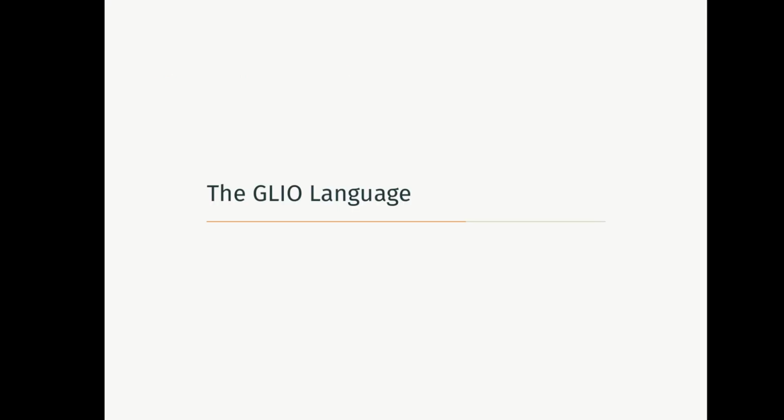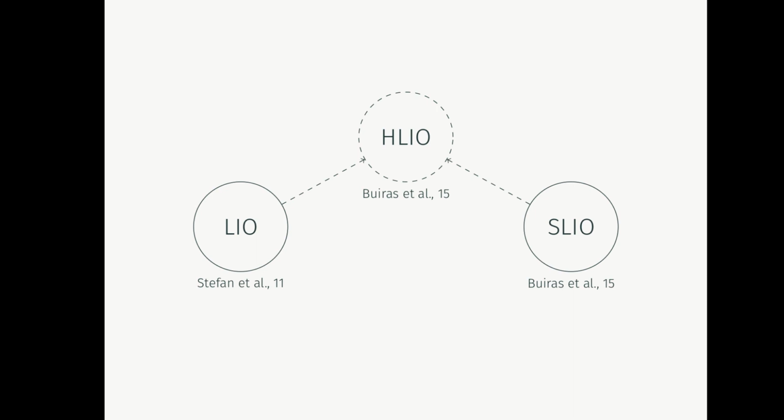Now, this solution can be readily adapted to previous gradual IFC languages, but we decided to incorporate it in a novel language design called GLIO, which we think fits better with this style of enforcement. GLIO is an extension of LIO, which is a Haskell library for information flow control. There's been prior work in extending LIO with gradual checks, which led to another Haskell library called HLIO. GLIO can be seen as an alternative bridge between LIO and SLIO, which is the fully statically typed fragment of this earlier HLIO system.